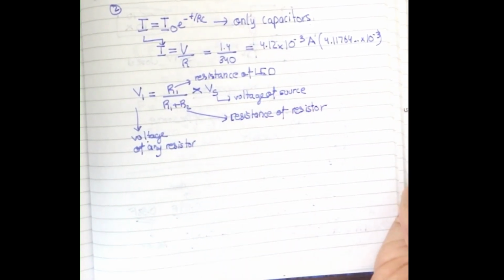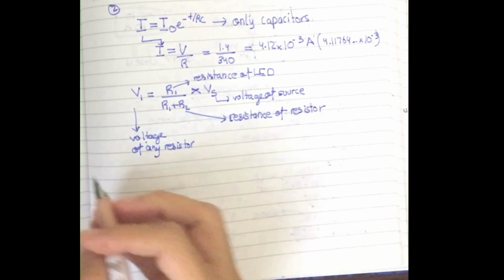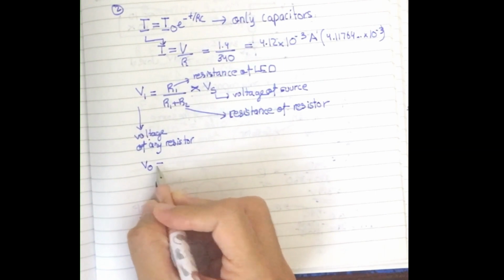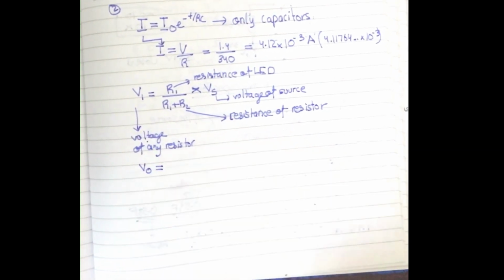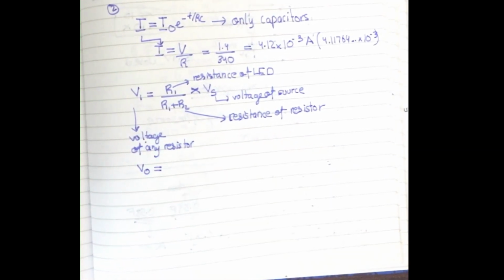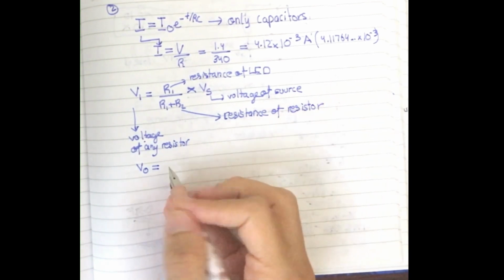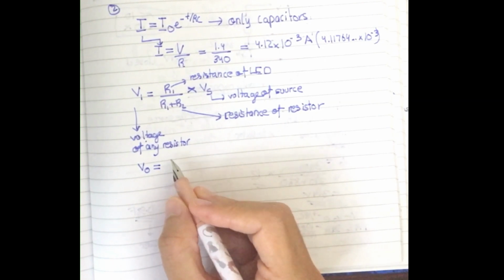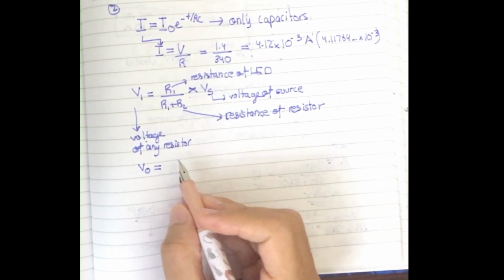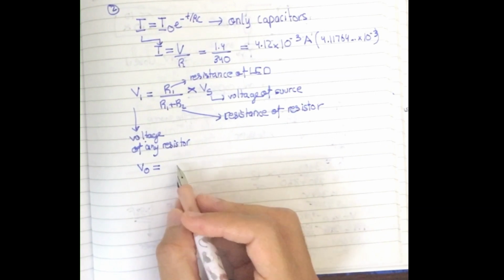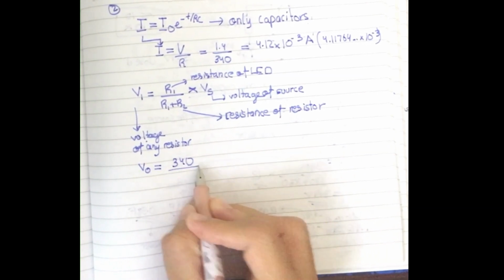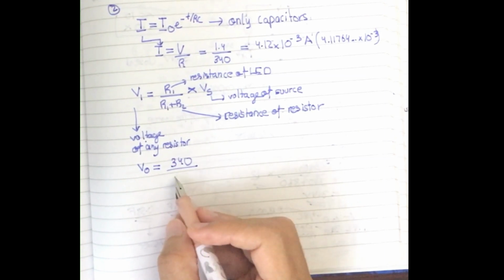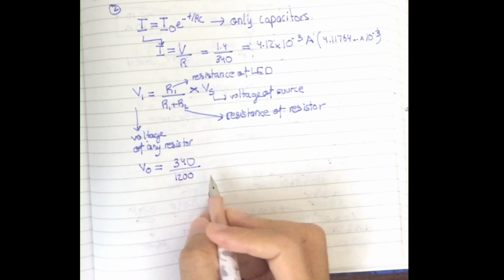So now we are going to put in the values. V1 is our V initial, because we are finding the initial LED voltage, right? So we need to find V initial for the LED. We know that R1 is the resistance of the LED, which is 340, divided by the total resistance. R1 plus R2 is the total resistance of LED and resistor, so it's 1200. You can add them up.